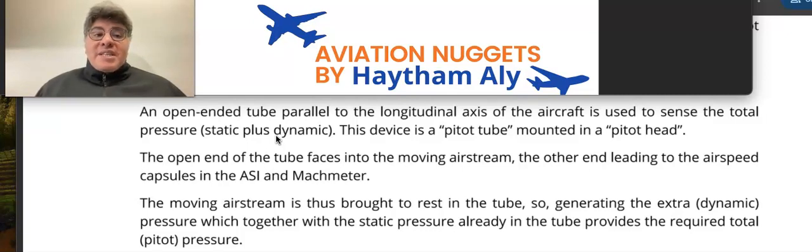So when we give the airspeed indicator the total pressure from the Pitot and the static pressure from the static port, the airspeed indicator can have the dynamic pressure, so it can indicate the airspeed.